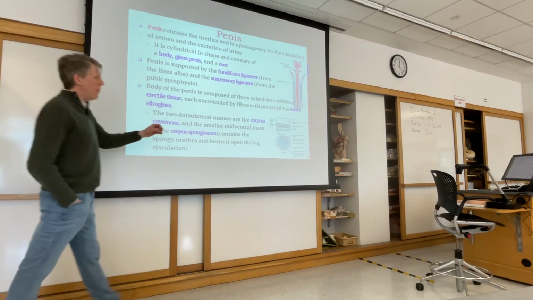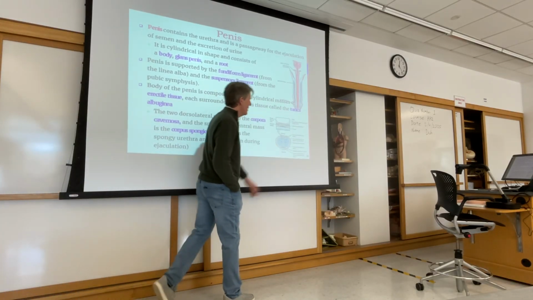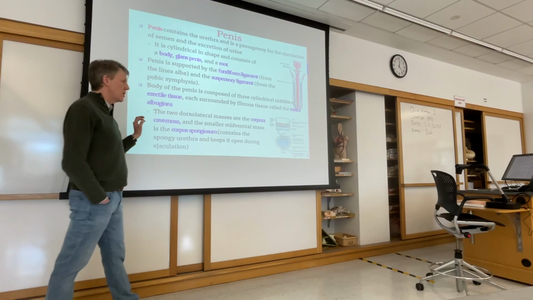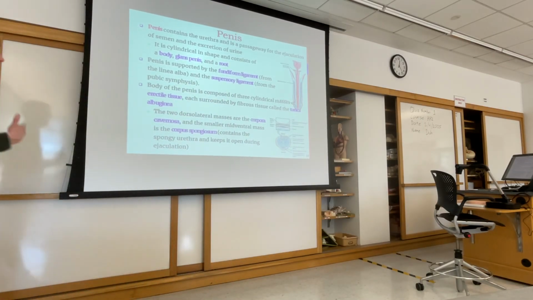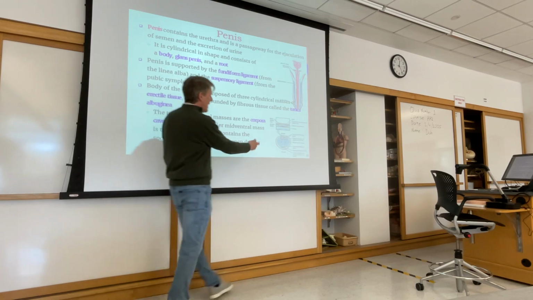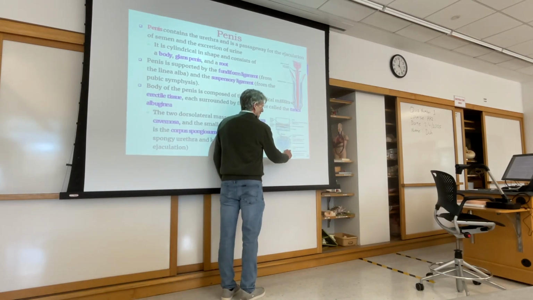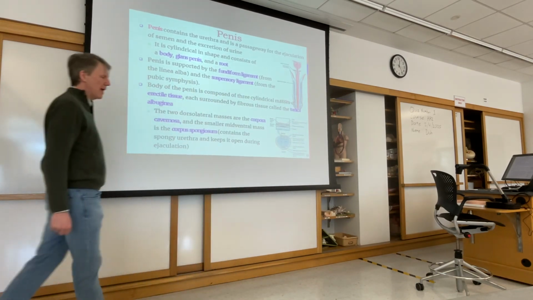And then there's one on the bottom called the corpus spongiosum. Running through the corpus spongiosum is where you actually have the urethra, the penile urethra. So you're going to see in lab today, you're going to get to look at some penis slides under the microscope. You'll see it kind of looks like a face, right? You got these two big eyes, alien face, and then you got like that little mouth down there, okay?